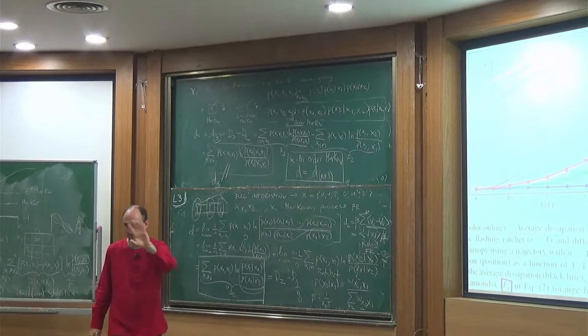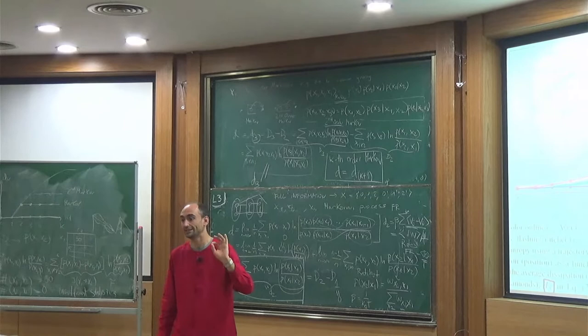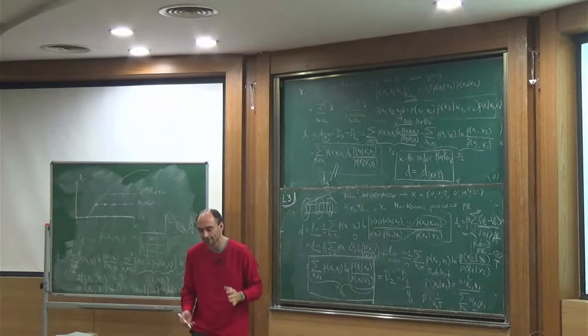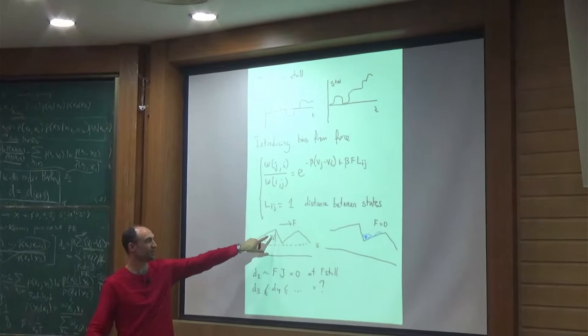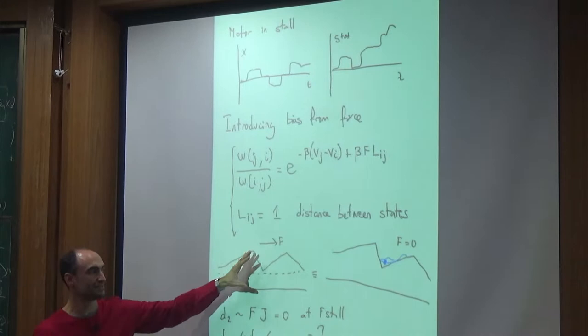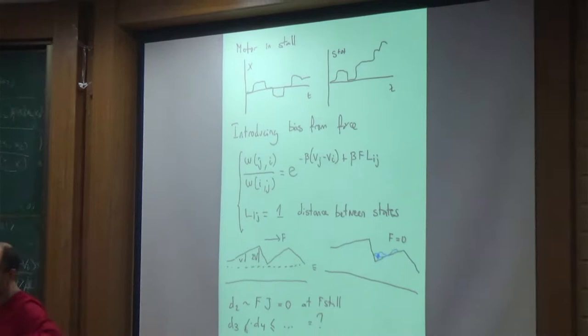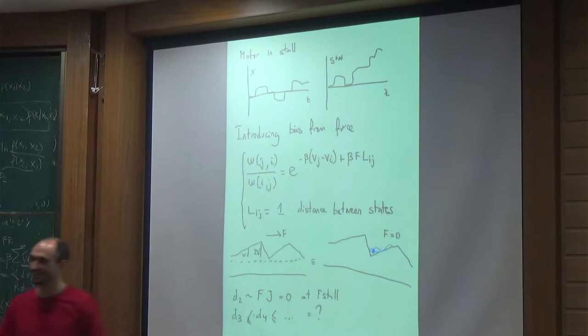And one second. The strongest effect you see at the stall force. Because you could do the same model, but now add an external force. My model has a current towards the left. If I add an external force, there will be a value at which the effective dynamics will be tilted. So I switch, but I have a tilt. So there will be a value of this force that will totally compensate the particle current. And this is what we call stall here.